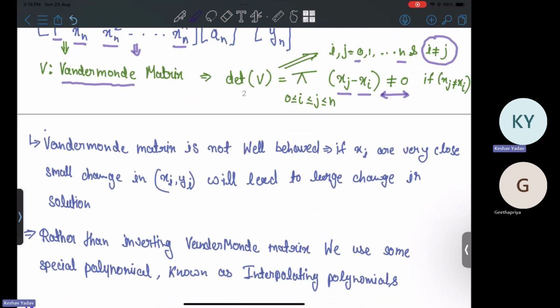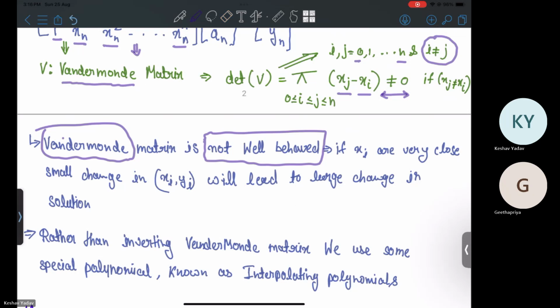But what is the problem with this Vandermonde matrix? The problem is that this is not a well-behaved matrix. What do we mean by a well-behaved matrix? Suppose we choose xi's very close to each other, meaning we have a very fine grid. Then these differences will be very small, so the determinant will be very small. Then its inverse will be very high.